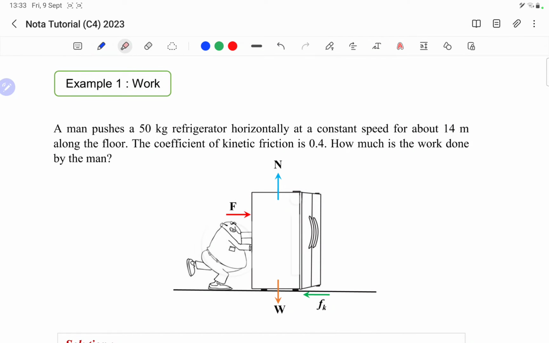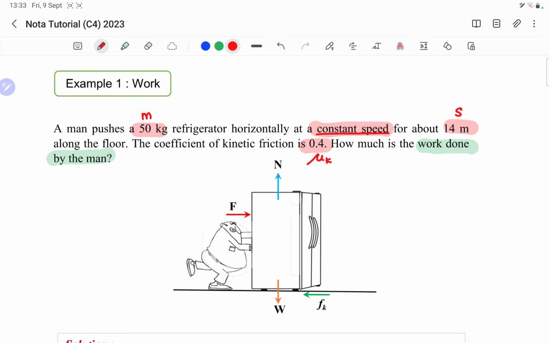Example 1 for work. A man pushes a 50 kg refrigerator horizontally at constant speed for about 14 meters along the floor. The coefficient of friction is 0.4. How much is the work done by the man? So this is the mass of the refrigerator, this is the displacement, this is mu K, the coefficient of friction, and then given here, a constant speed.